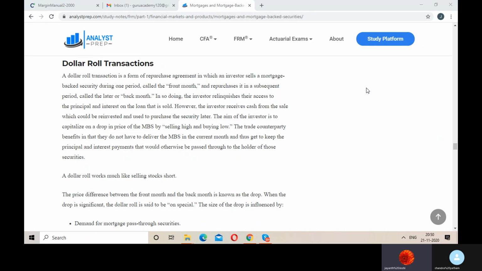In which an investor sells a mortgage backed security during one period. So you are selling a mortgage backed security during one period called the front month. That is, you are selling today, for example, and later you are buying back. So why are you doing all this? Why are you selling right now and buying back? There should be some kind of benefit in this, some profit in this. Okay, let's see what that is.